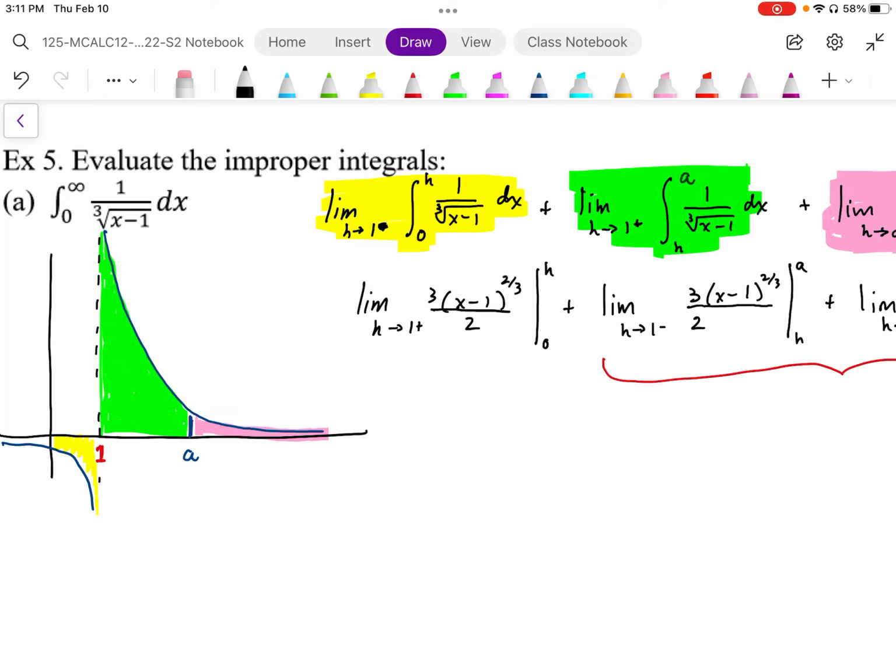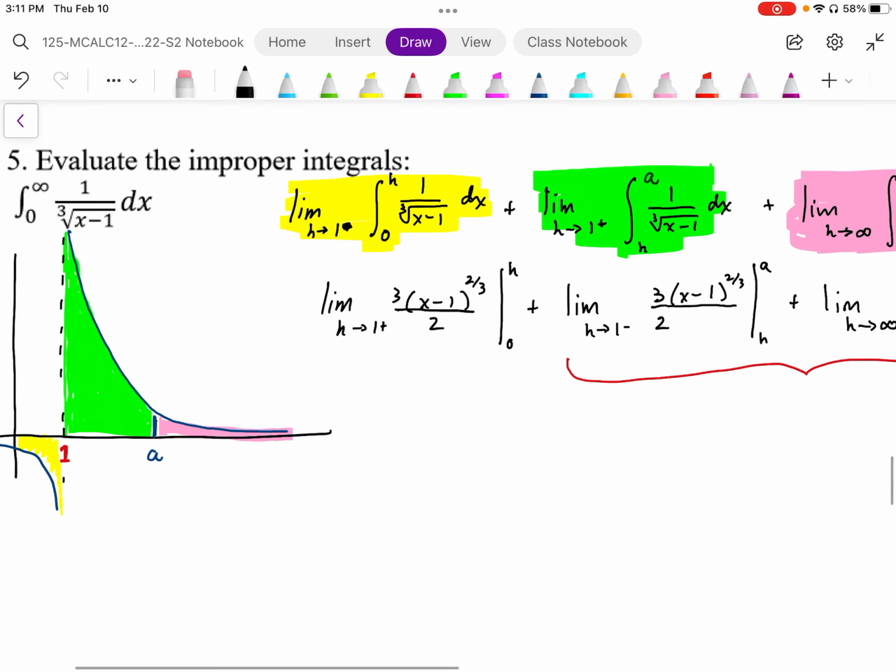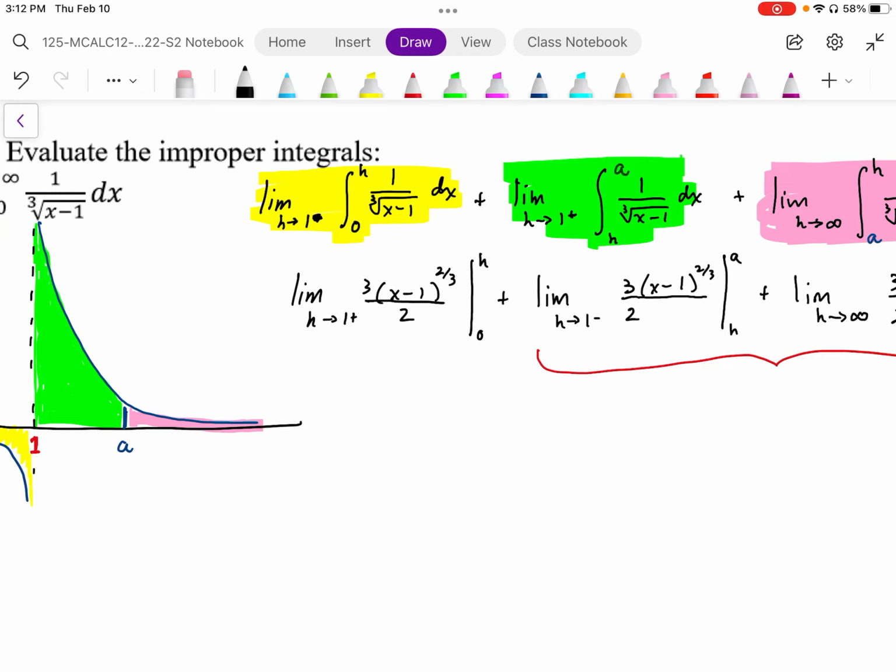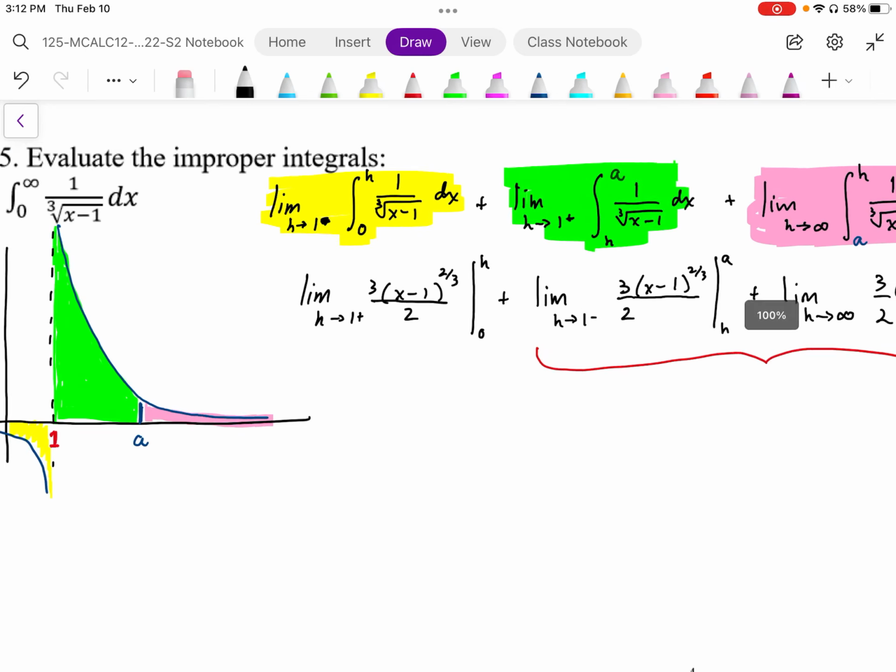So we can integrate that yellow area from 0 to h, which approaches 1. And then for the green area, we're going to approach 1 from the positive side, so we need a limit again. So basically, we're going to integrate from 1 to some arbitrary point A. Now that A could be anywhere, and you can actually put a number in there and do it separately if you like, but in the end, this integral goes all the way to infinity.